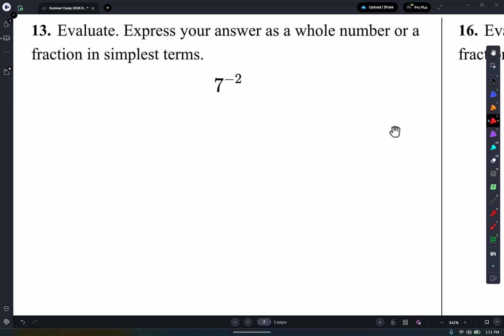All right, here we go. It says evaluate. All right, guys, focus. Express your answer as a whole number or a fraction in simplest terms. So first, I don't want to see that negative exponent. So this is like 7 to the -2 over 1. How do I turn that negative exponent into a positive?